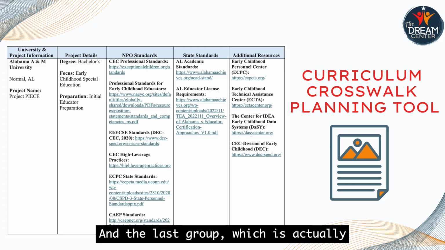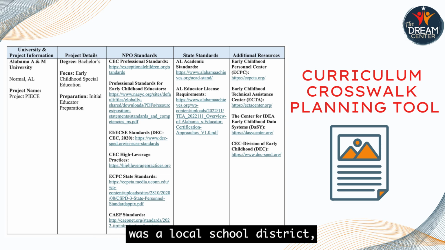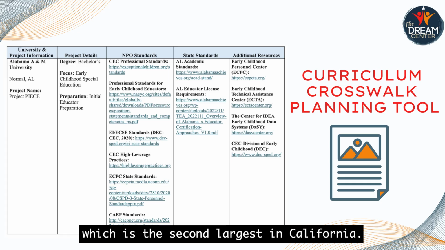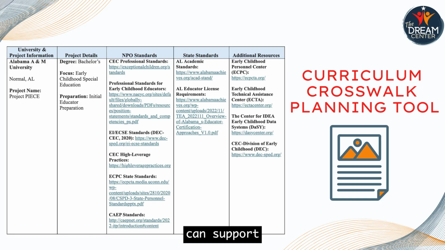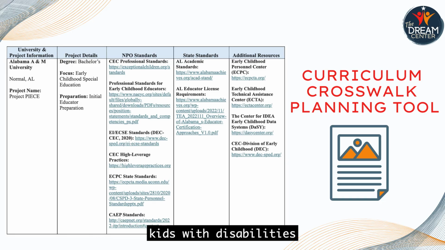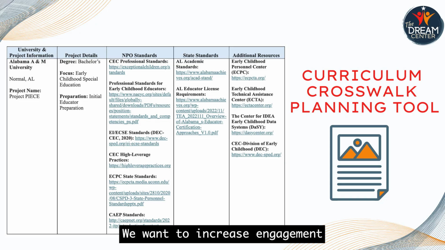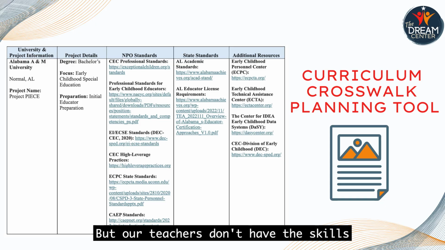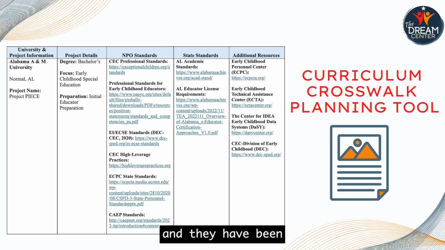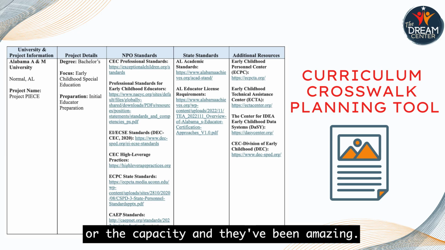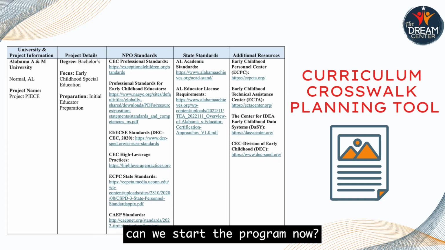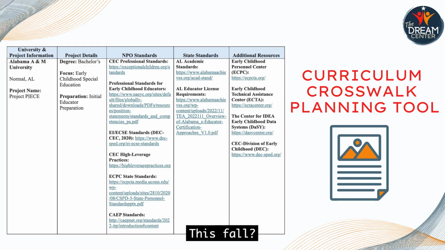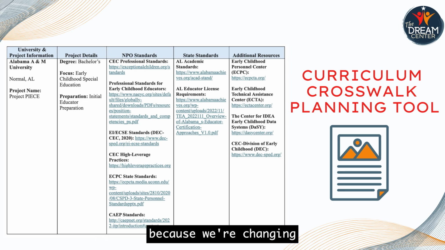And the last group, which is actually what gave us the motivation to apply for the grant in the beginning, was a local school district, which is second largest in California, that basically was like, we need teachers that can support kids with disabilities in general education. We want to increase the engagement that our students with disabilities have in general education, but our teachers don't have the skills or the capacity, and they have been amazing. I actually got an email yesterday from one of the leaders at that district, and they said, can we start the program now, this fall? They're willing to help us, because we're changing the way we do things.